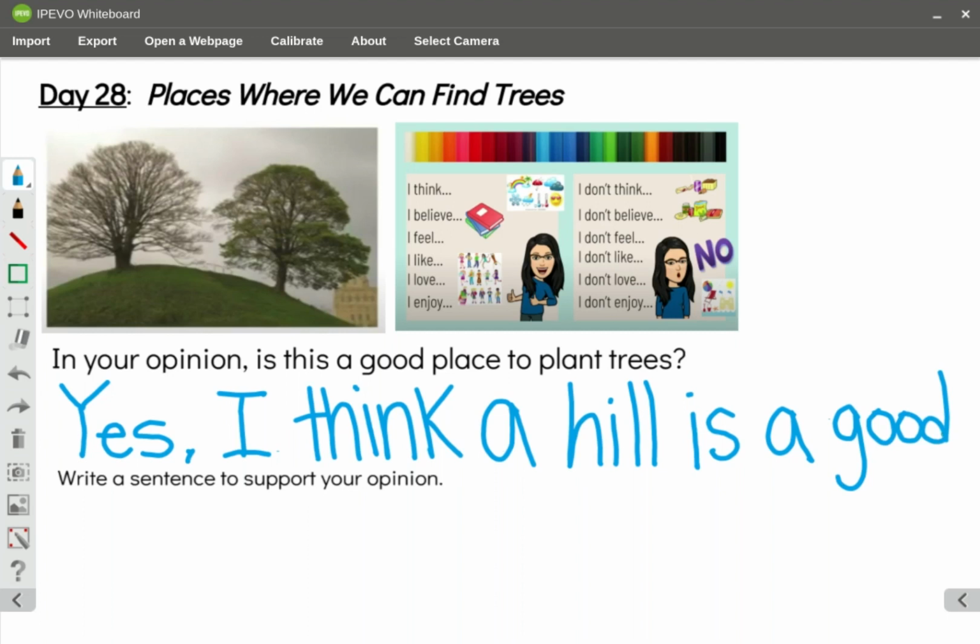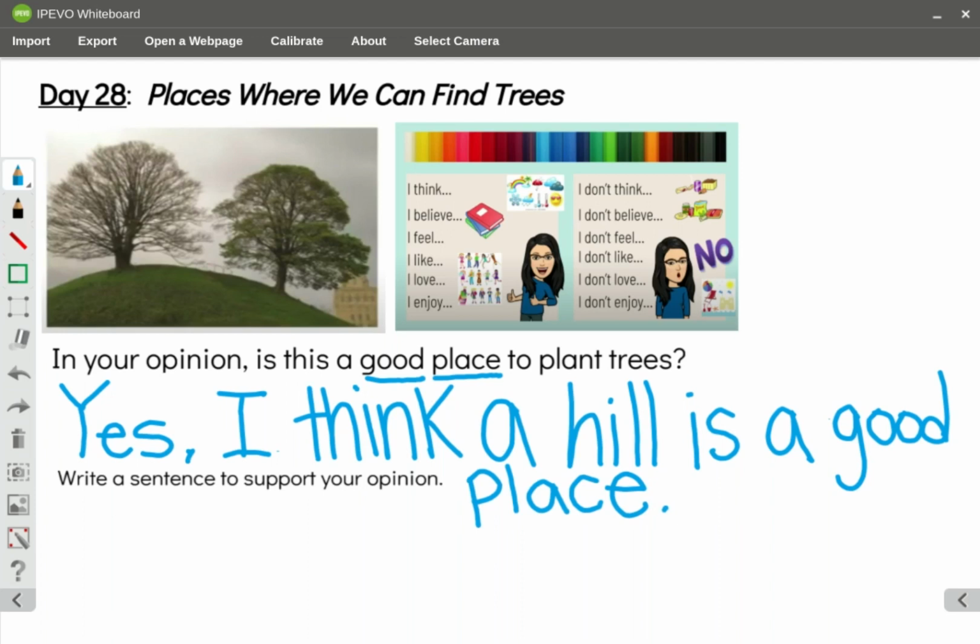Place. Now I can look back at my question and find the word good place. Oh, there it is. Now that I ran out of space in my line, I go to the next line and write place, and then a period. I will make sure that I have the right sentence by rereading my sentence. Yes, I think a hill is a good place. Ooh, I answer the first question.